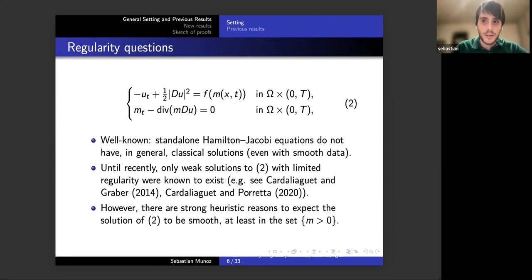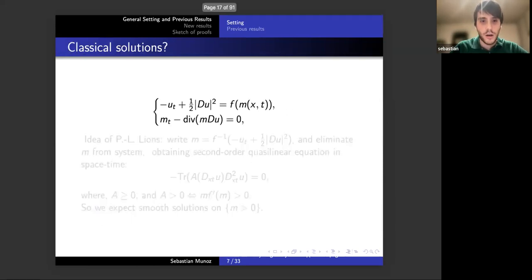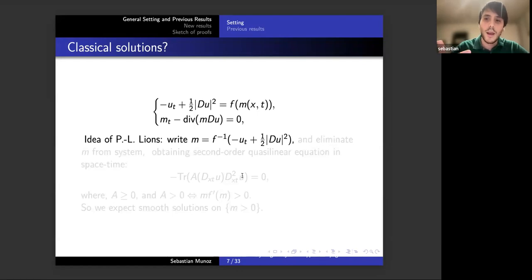So the starting point for this is an idea of Pierre-Louis Lions, which is the following. It's something he discussed in his lectures some years ago, which is that if we have this system, we can use the first equation to solve for m. Because f is strictly increasing, we can write m equals f inverse of the left-hand side of the Hamilton-Jacobi equation. And having solved for m in the first equation, we can substitute in the second equation, and we can completely eliminate m and express everything in terms of u. If we get just one equation for u, it becomes a second-order equation.